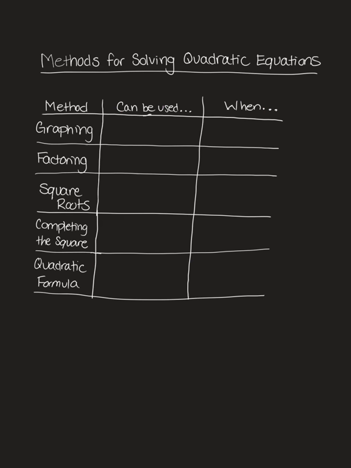So let's talk about all of the methods and when we can use them. So graphing can be used sometimes, and we can use it whenever our roots are integers. And an integer is a positive or negative whole number.